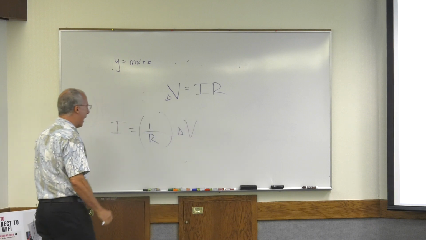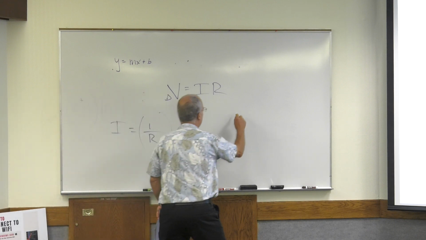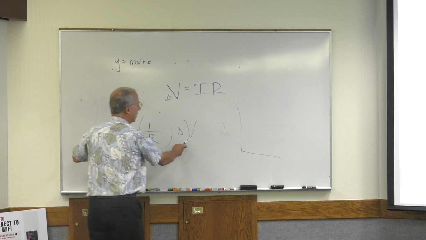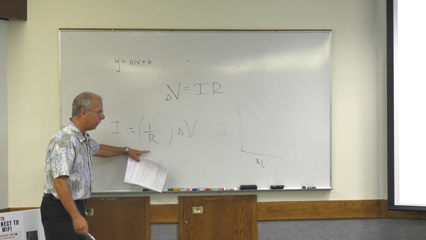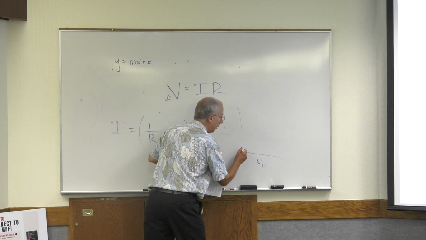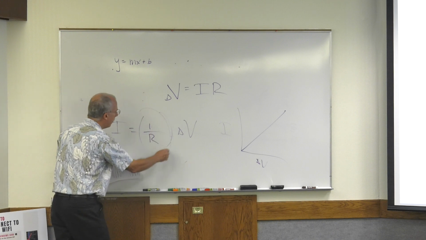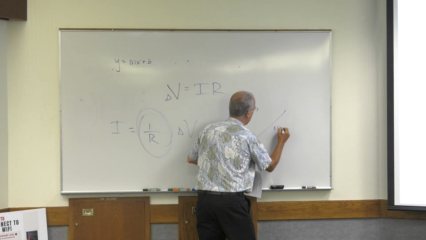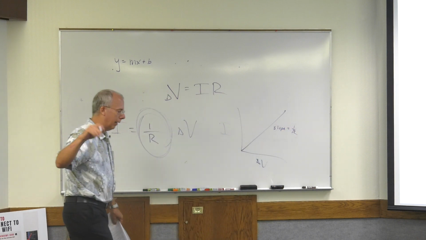That's good math. So if you're going to plot I versus delta V, remember, R is a constant, so it's going to be a straight line. But what's the slope? The slope is 1 over R. And I think I'll do something like that in lab.